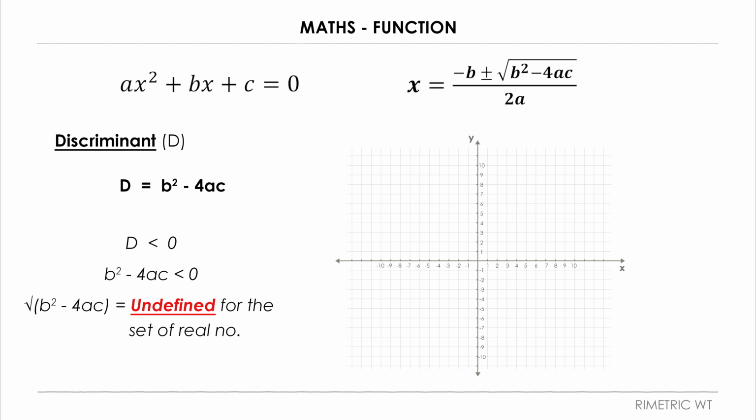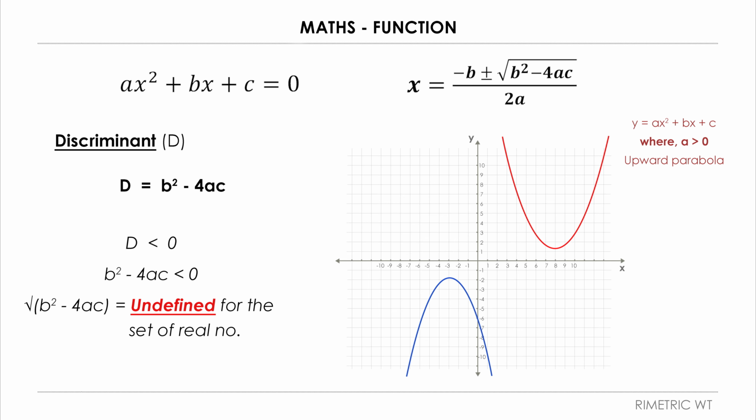Graphically, the parabola lies entirely above the x-axis if it opens upward, or entirely below the x-axis if it opens downward. In either case, it does not intersect the x-axis, so there is no value of x that makes the function equal to 0, as shown on the screen. Remember, finding the roots or zeros of a quadratic equation means finding the x values that make the function equal to 0, which are precisely the x-intercepts. Therefore, if there are no x-intercepts, there are no real solutions.